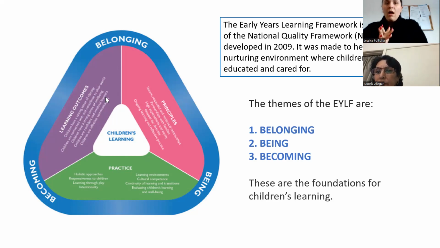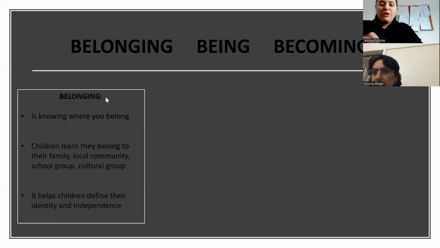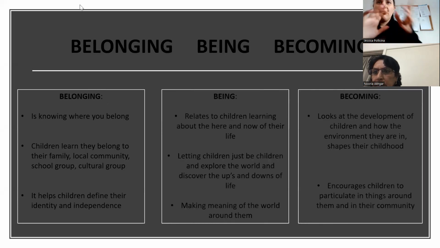So most of you will already know this, but I'm just going to quickly go over it again. You've got 3 main themes of the Early Years Learning Framework: belonging, being, and becoming. So these 3 are the foundations for your children's learning. Okay. Now, with belonging, being, and becoming, I've just broken it down into 3 categories just to explain a little bit more about each one.